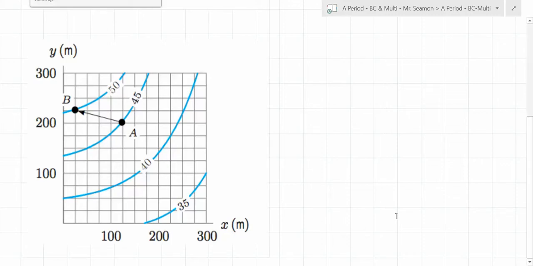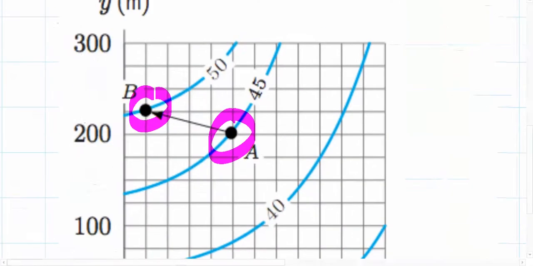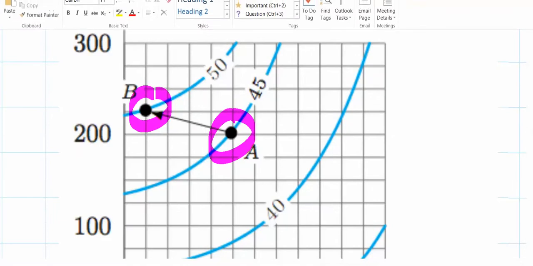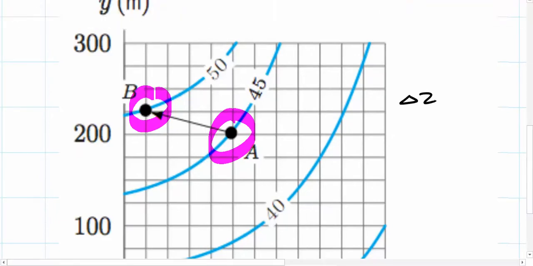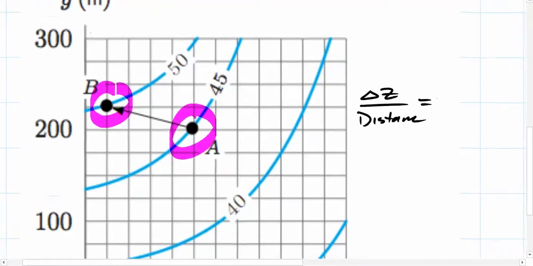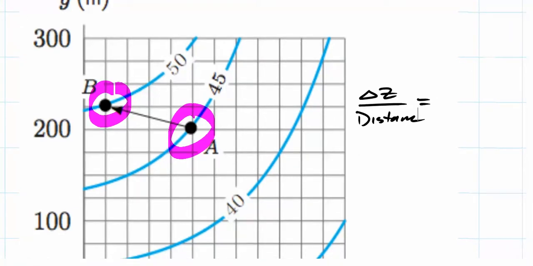So, for example, they could start with a contour diagram like this, which is a 2D representation of a 3D surface. The idea is, if you're at this point A, right here, as long as I can find my change in Z, my delta Z, and I can find my distance traveled, you can find your slope in that direction. So reading this contour diagram, we're going from 45 to 50.